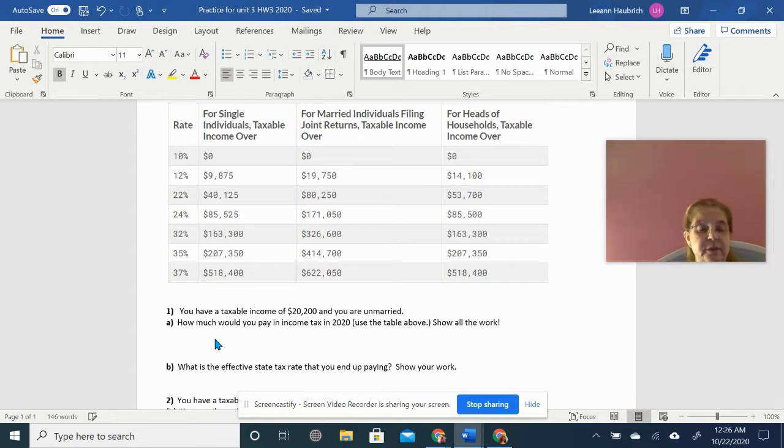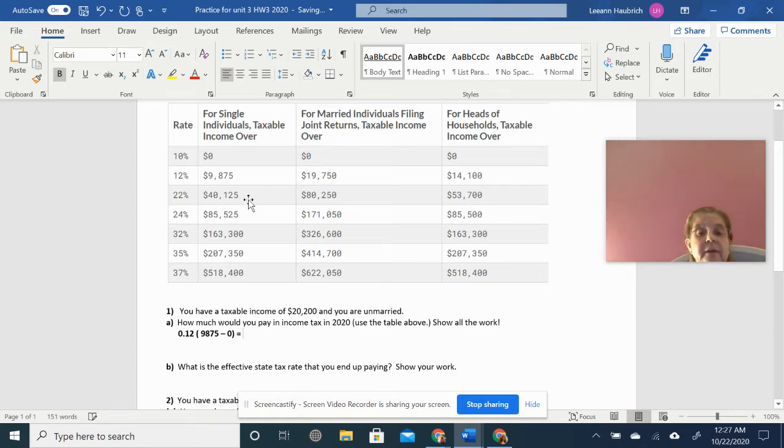So the first thing is to change that 12% to its decimal form, so that'd be 0.12. And that's going to get multiplied by this 9875 minus 0, and then we're going to get that value.